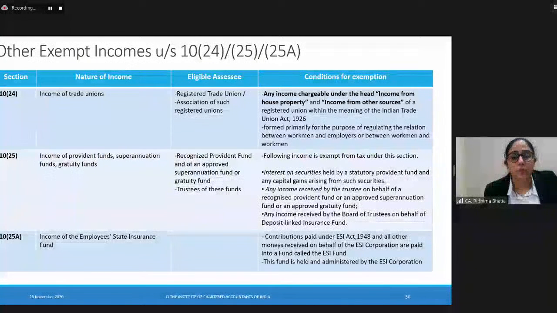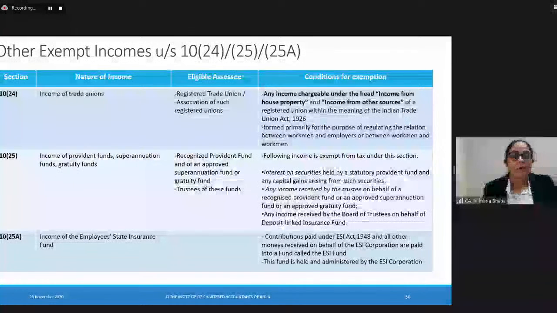Okay, what would be the incomes which are exempt? Like interest on securities, because obviously provident funds and all of these work on what? The contribution which you make, they invest it in government securities and then they get interest out of it, and that is the basis on which the returns are defined. Or something received from a trustee or some deposit linked plan, all of these are their income.